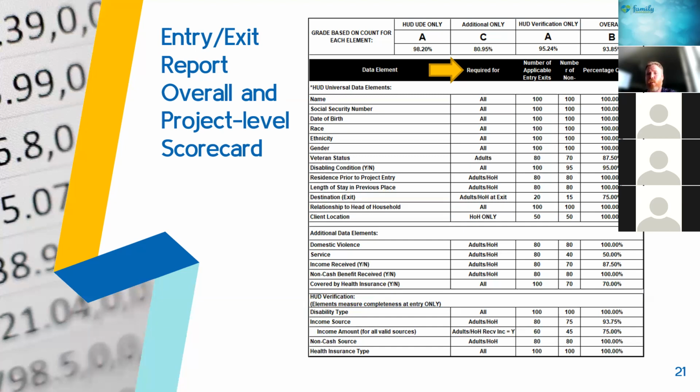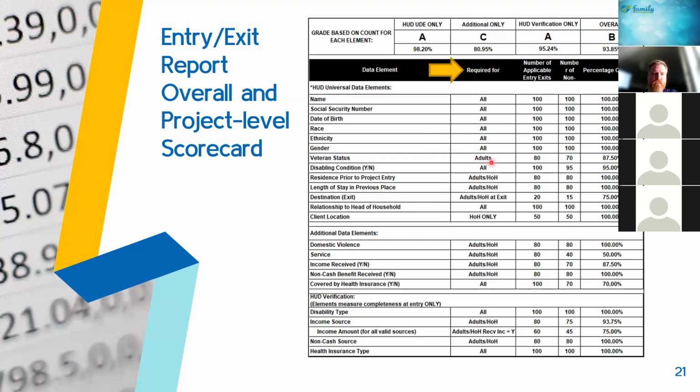The one thing I just want to point to on this page of the report is the required for section. This shows you who the information should be collected on in every situation. And so generally, if it says all, it means every single household member from the head of household to their partner to the children that they have associated with them, anyone that's in that household. If it says all, that information is expected to be completed for that intake or that service.